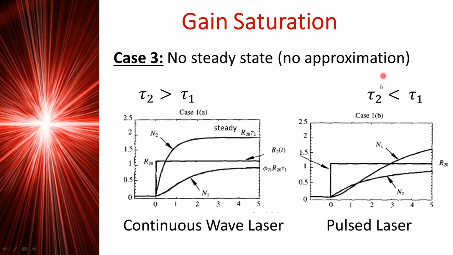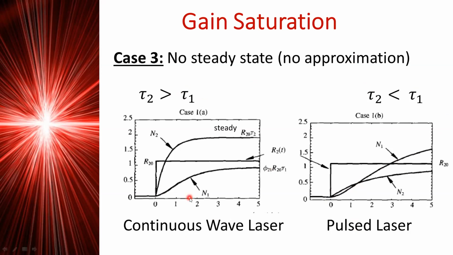If tau 2 is smaller than tau 1, then N2 will be greater than N1 only in this portion of time. And we will call that a pulsed laser. So you can have a pulsed laser or a continuous laser based on this condition: if tau 2 is greater than tau 1, or if tau 2 is smaller than tau 1.